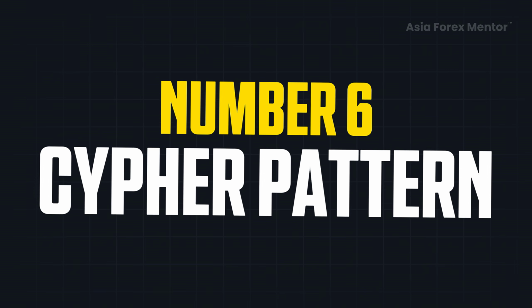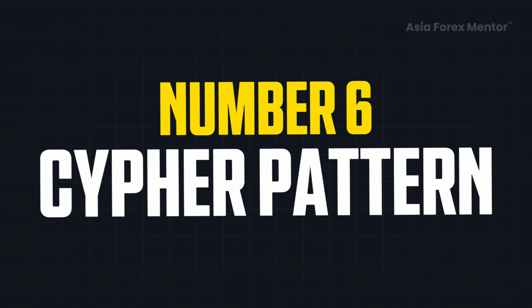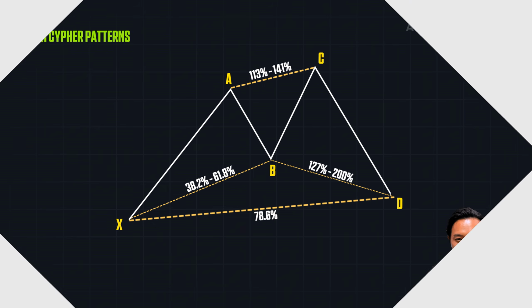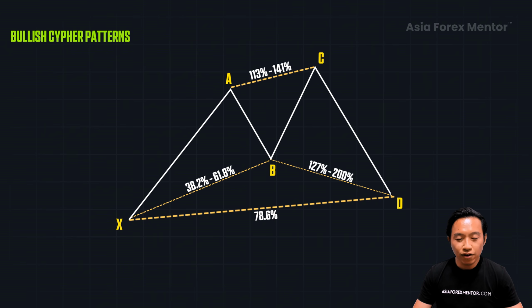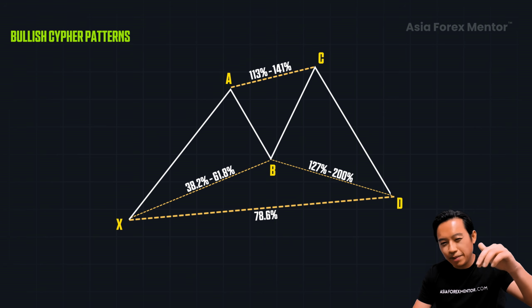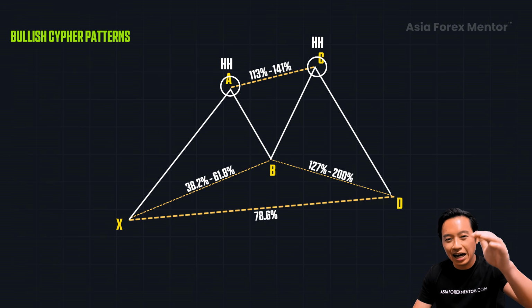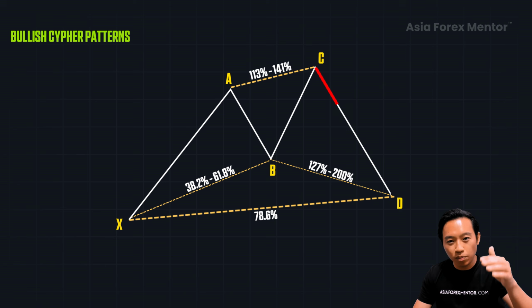Now, next. Cipher pattern. The cipher pattern is like the Gartley pattern, but the Gartley pattern is lower, while this one makes higher highs. That's why we kind of group them together, because the cipher pattern has a higher high, which is why this followed. And then it came down, and it broke below.